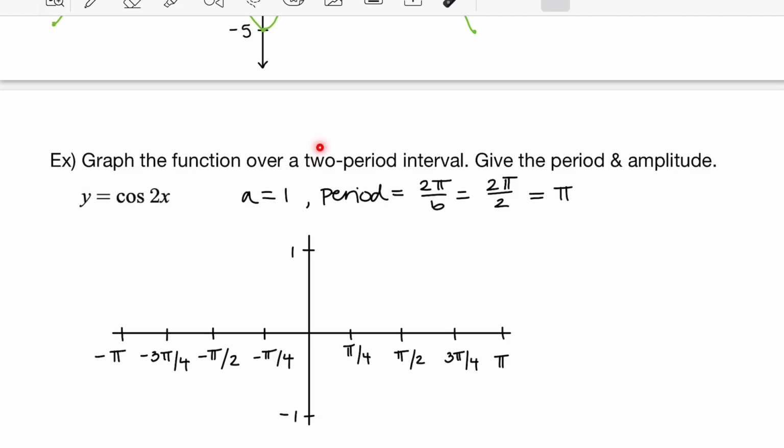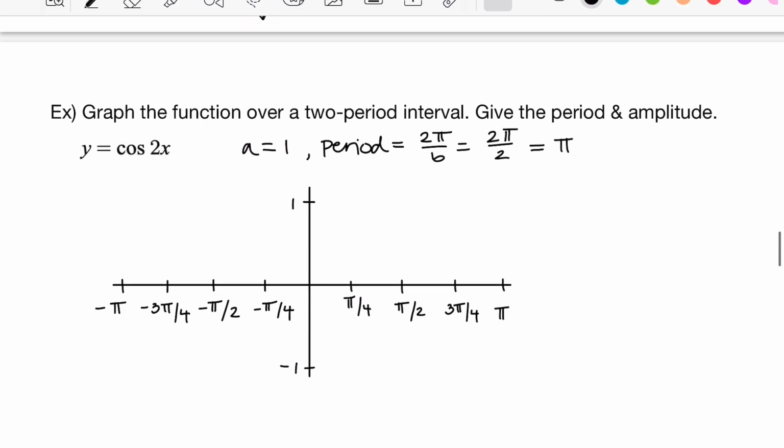So graphing this over a 2-period interval, we have our first period from 0 to pi here, and our second from 0 to minus pi. We do the same thing here. We divide this into 4 equal parts. So if we divide pi by 2, we get pi over 2. Then we divide this interval from 0 to pi over 2 by 2, we get pi over 4. And then if we divide this interval from pi over 2 to pi by 2, we get 3 pi over 2. And we'll do the same thing on the negative x-axis here.